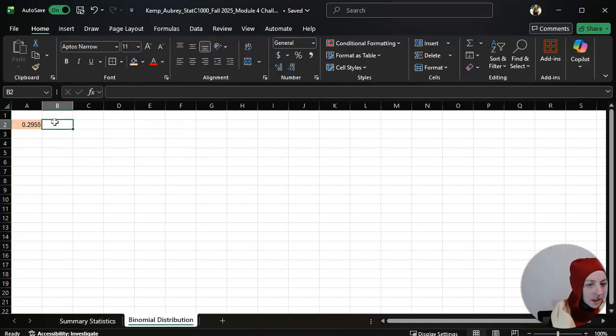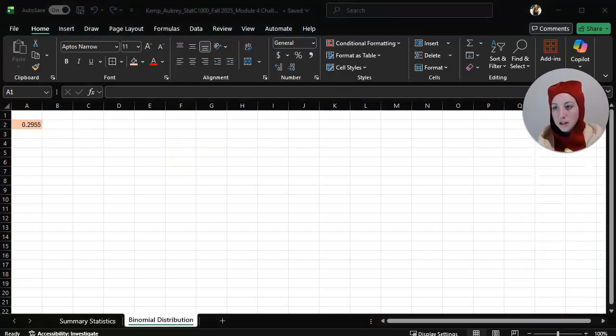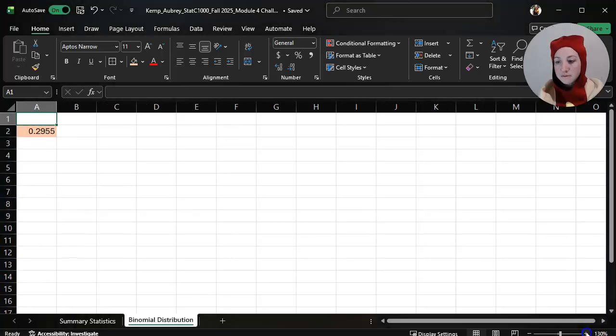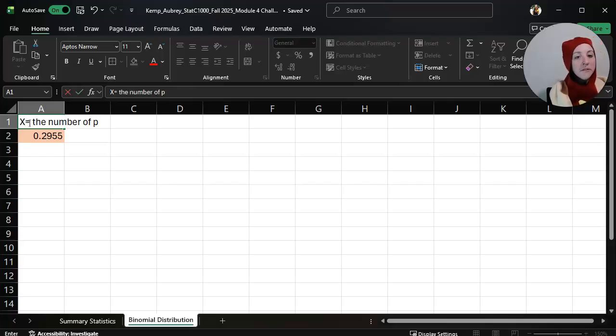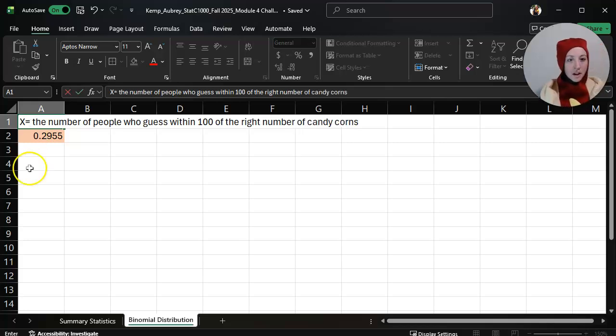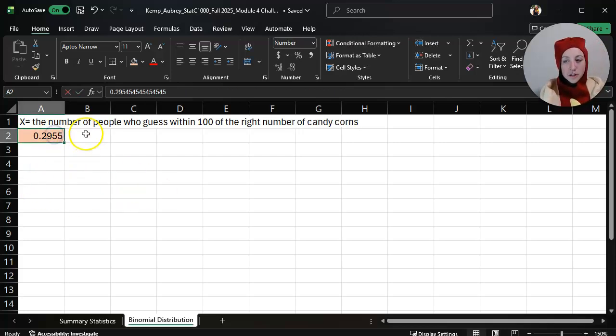What we're going to do in our binomial experiment, and I'm going to zoom in here so that you can see what I'm typing, is let X be the number of people who guess within 100 of the right number of candy corns. So this is the proportion that we had from our data set.